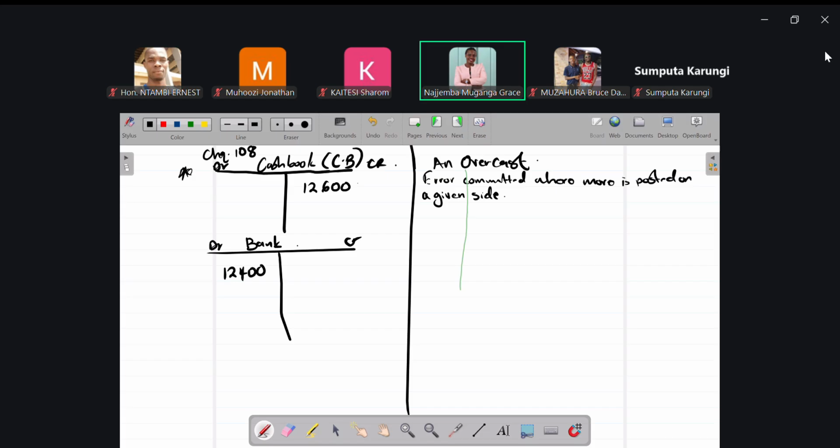Are we together? So they were supposed to post 12,400, but they posted more. They posted 12,600. So what do we do to ensure that we have 12,400 here? Someone reason that out. What do we do to ensure that we correct and maintain 12,400?